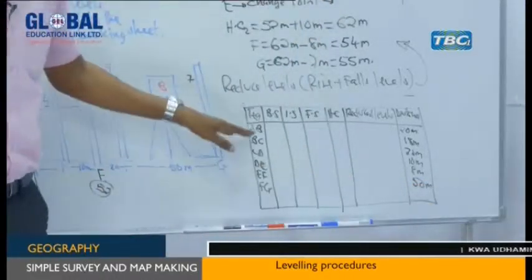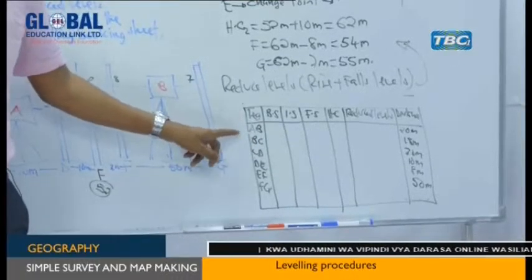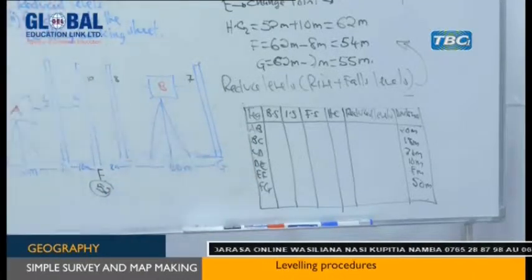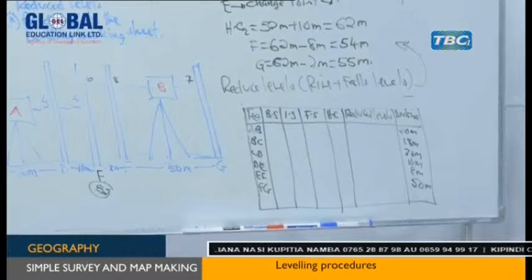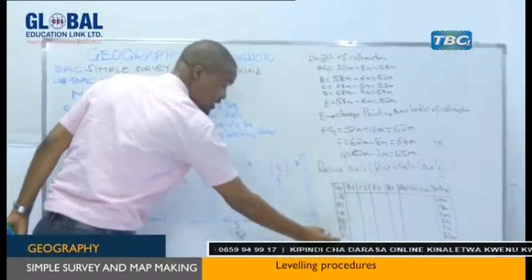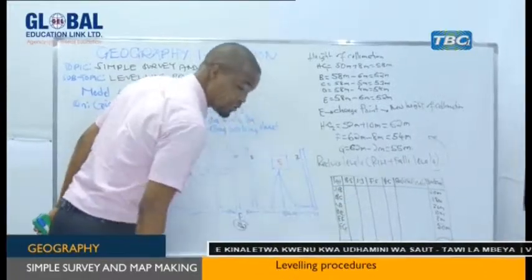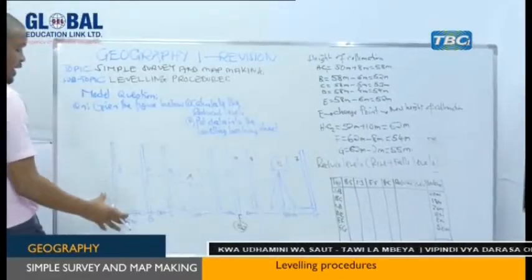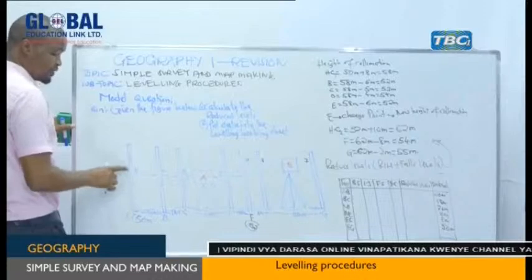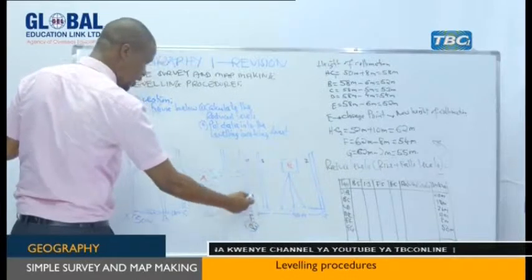I'm sure you can see right here: AB refers to the distance from A to B, but the leg is about the station. I'm talking about stations A, B, C, D, E, F. So how are we going to write the data? Where there is a backsight, we write it at that station. Where there is an intermediate sight, we write which station has the intermediate sight. Are we together? Looking carefully at our profile, at point A we have the backsight, and at point F we have the foresight.